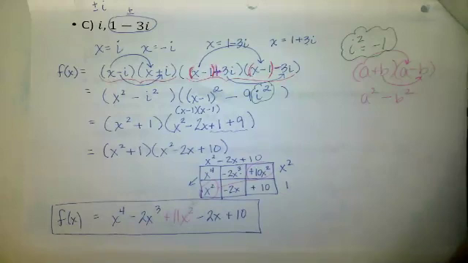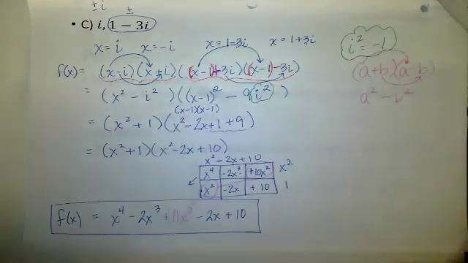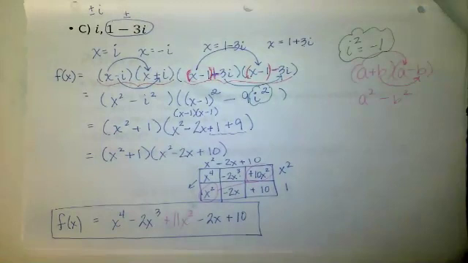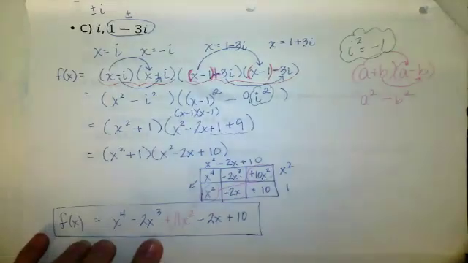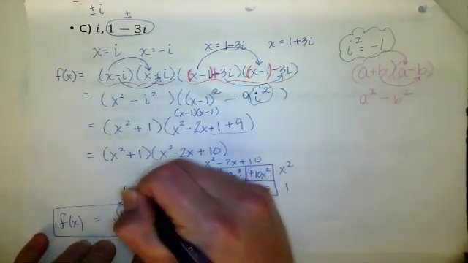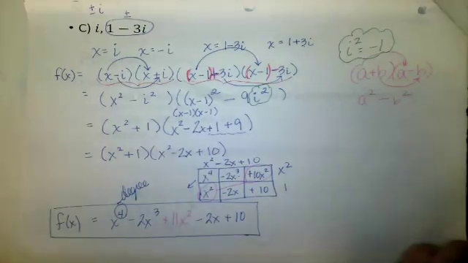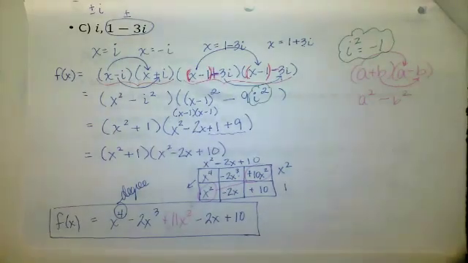Do you have other questions for me? No? Okay. Wait, what is degree? What does degree mean? Oh, have I not used that word before? The degree is the highest power of x. So this is a fourth degree polynomial. So the degree is whatever the highest power is.